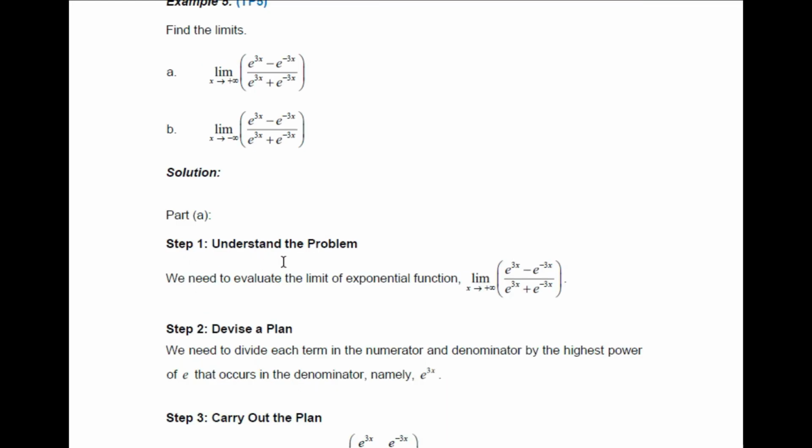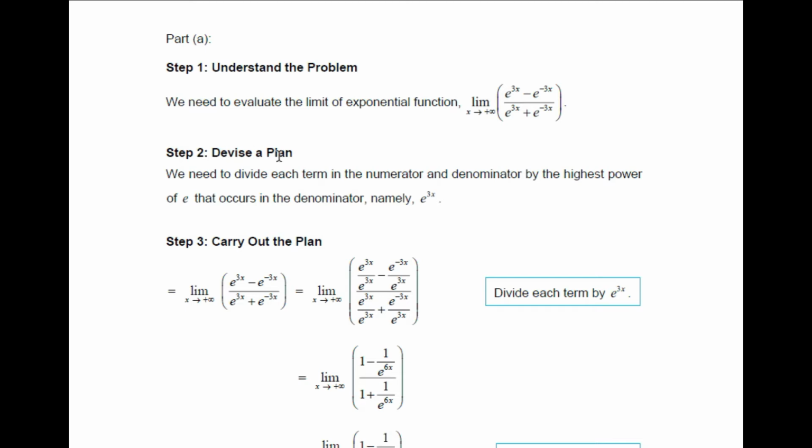Step 1. Understand the problem. In this part A, we need to evaluate the limit of exponential function. Limit e power of 3x minus e power of negative 3x over e power of 3x plus e power of negative 3x as x approaches positive infinity.